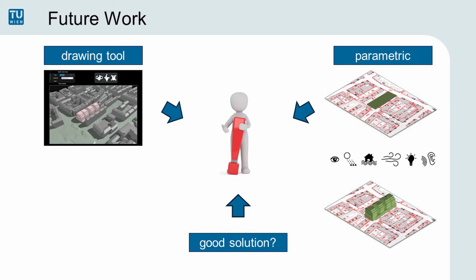Alternatives are currently hard-coded. This is because a limited number of options should be shown to avoid confusion. However, future work will deal with a simple drawing tool. This will allow laypeople to insert their own suggestions. A parametric implementation is also conceivable. However, this means dealing with a ranking of the previously mentioned factors. Finally, future work has to deal with the question of what is a good solution at all.